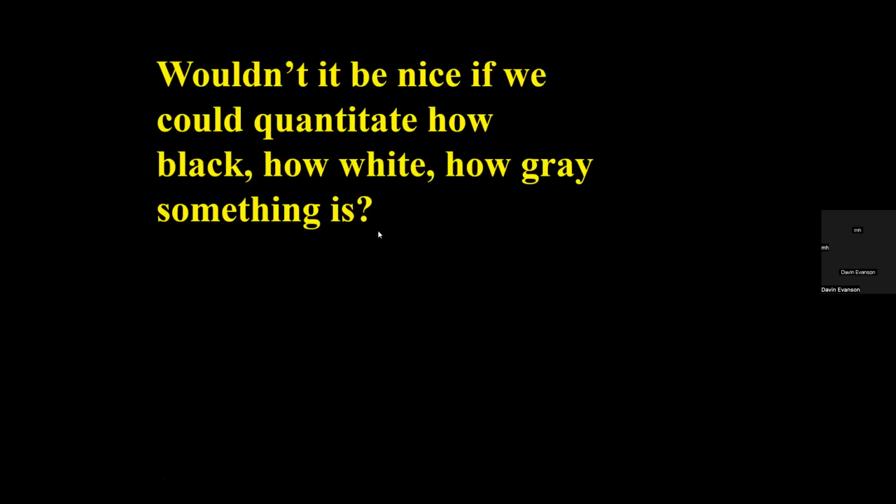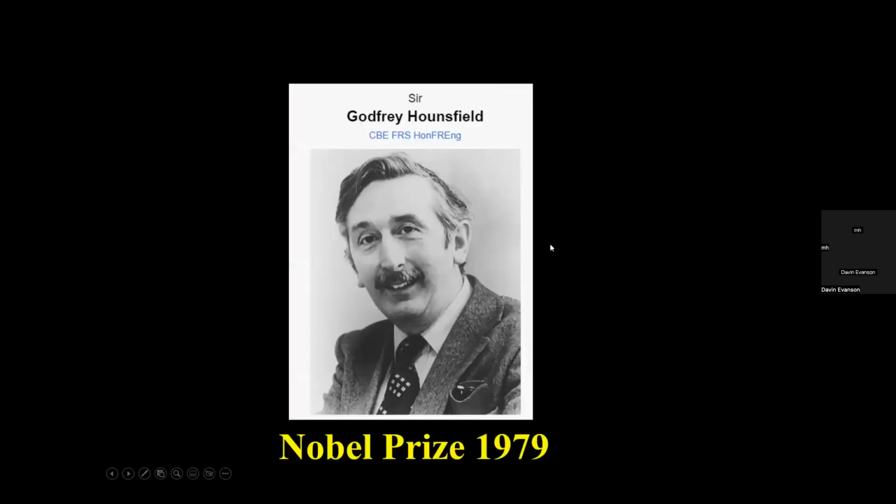Now, wouldn't it be nice if we could quantitate how black, how white, how gray something is? This is great to see inside the human body, but it would be great if we could quantitate it. And this is where Sir Hounsfield came in. He had the idea, and he came up with the first CT scan. And for that, he got the Nobel Prize in 1979. There's actually a really interesting story about how the Beatles and their record label, the profits for that went into helping to fund the first CT scanner.